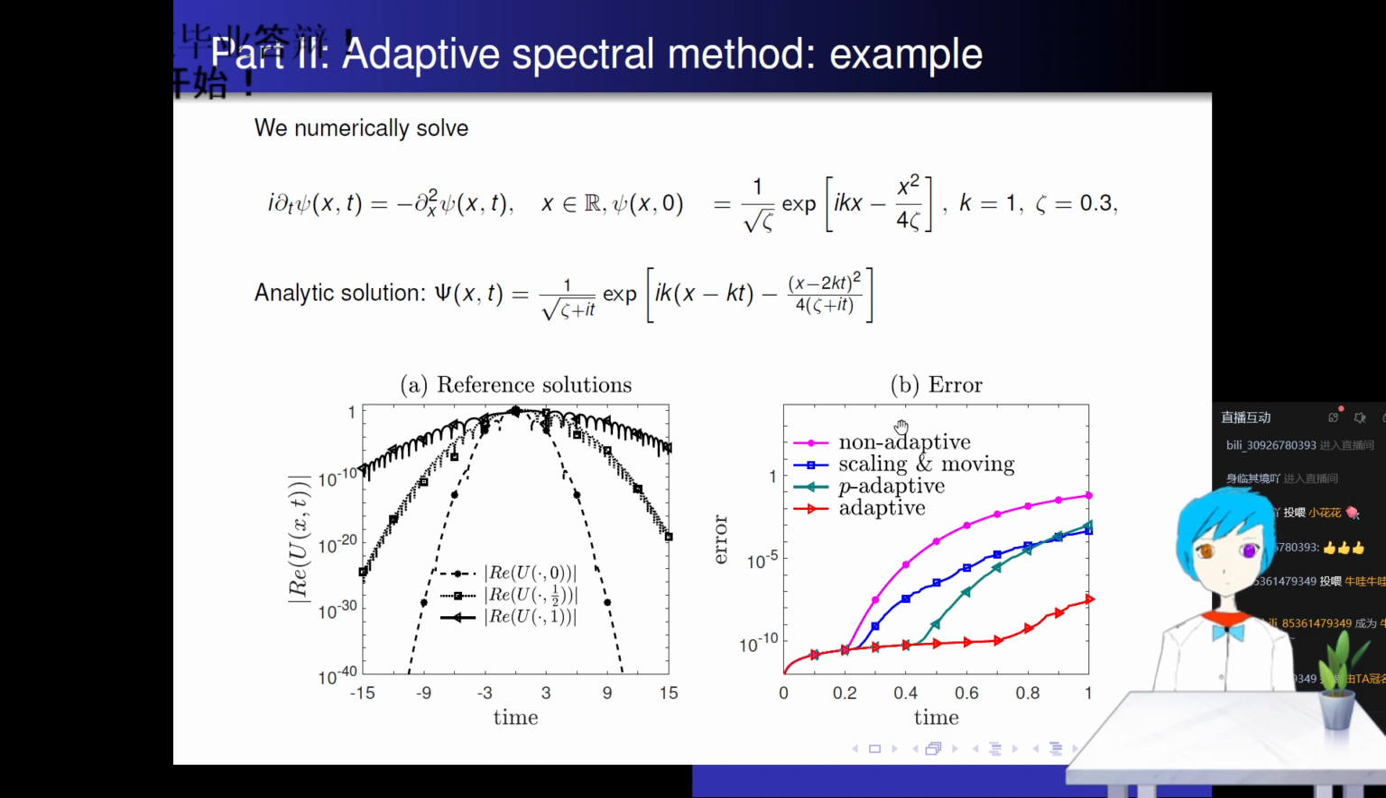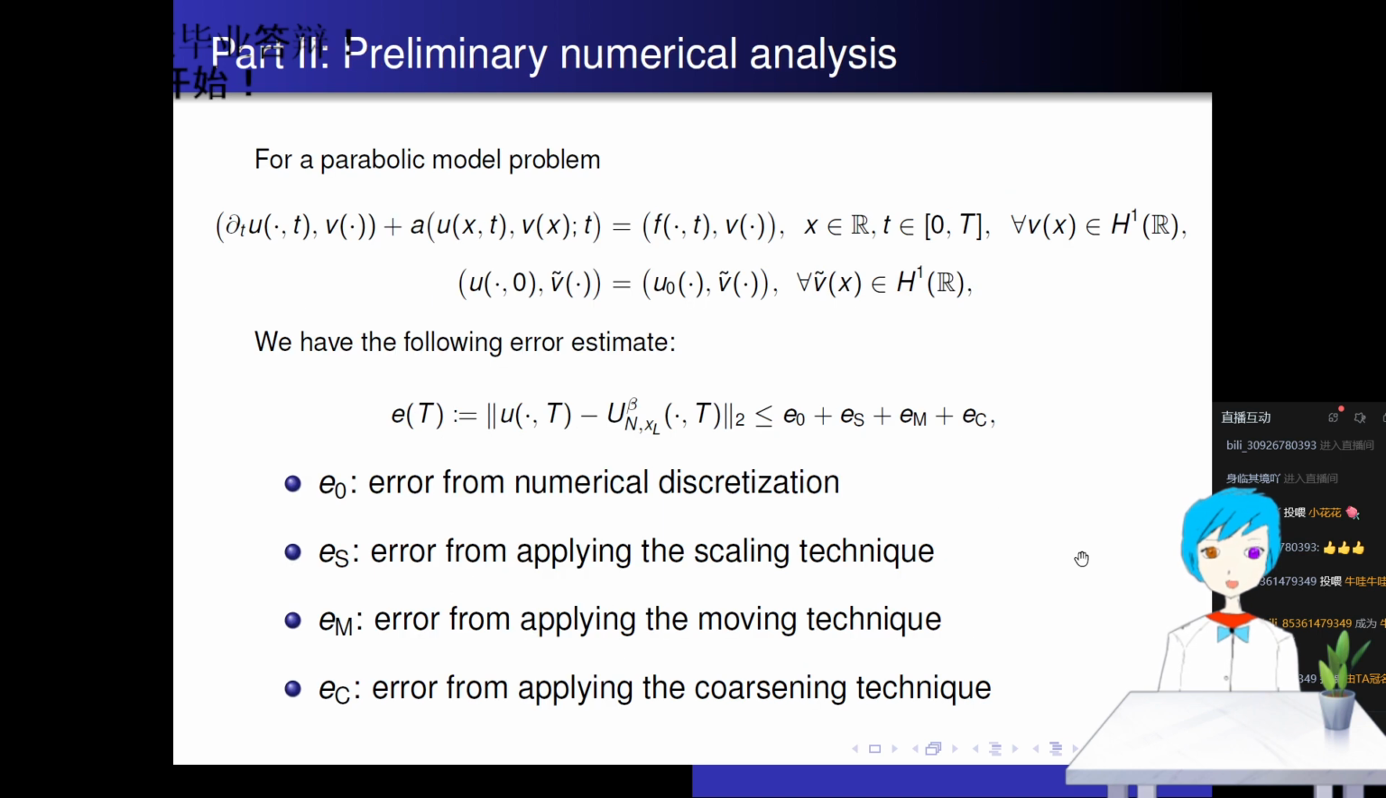So, as a complicated example, we numerically solve the Schrödinger equation. The function is becoming more diffusive over time, and it is moving rightwards. It is also becoming more oscillatory. Therefore, we need to apply all three techniques. By doing so, we can maintain the error small. Failure to incorporate any one of those techniques will result in much larger errors. So our adaptive spectrum method is quite useful.